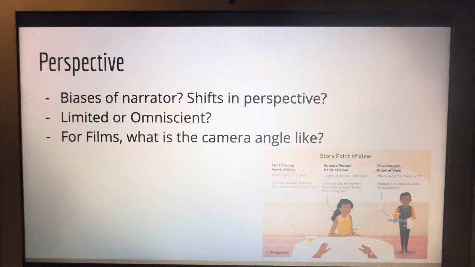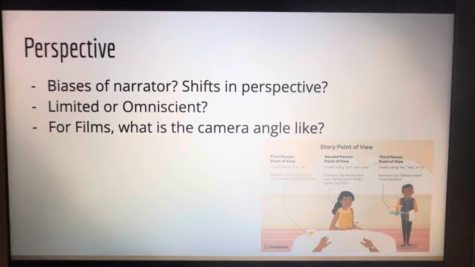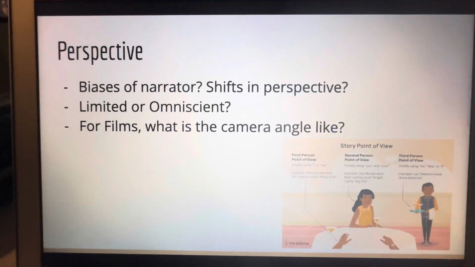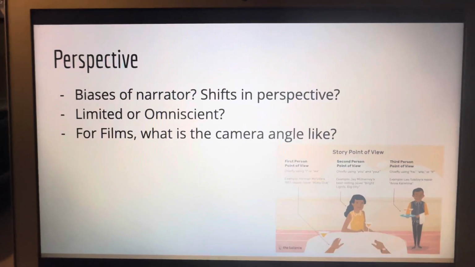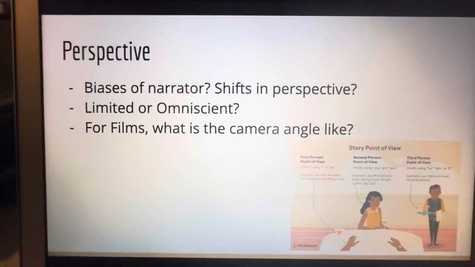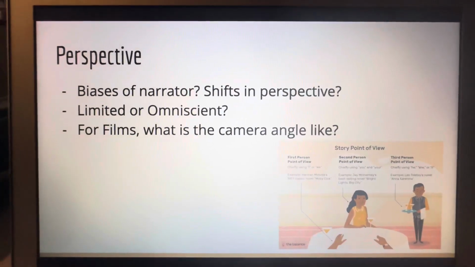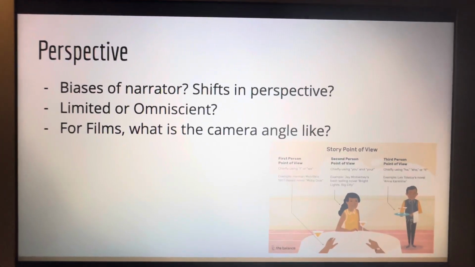Perspective. What are the biases of the narrator in the beginning of the story? Like people that the narrator doesn't really like in the beginning, and how can those perspectives shift throughout the story as new ideas come in?